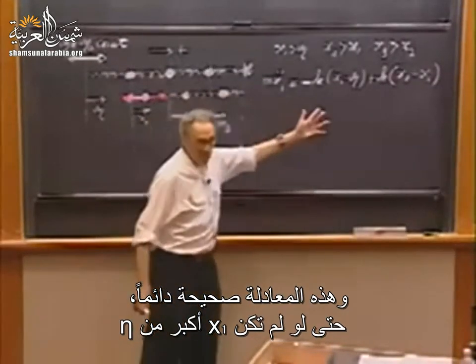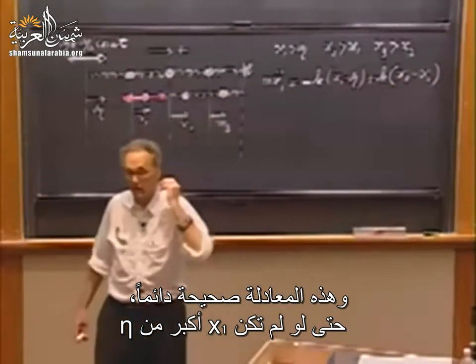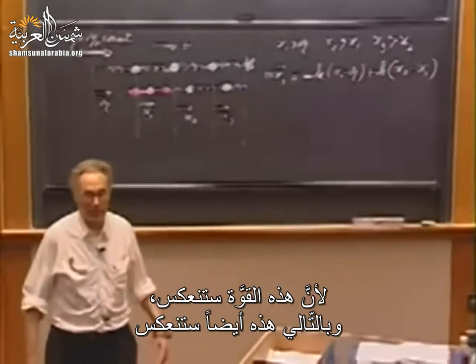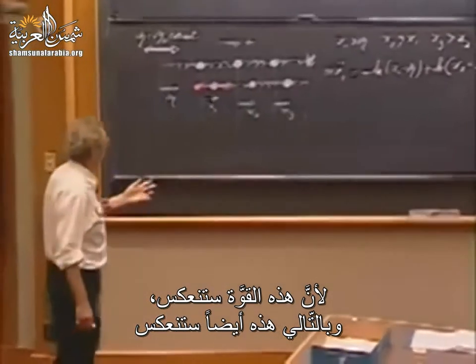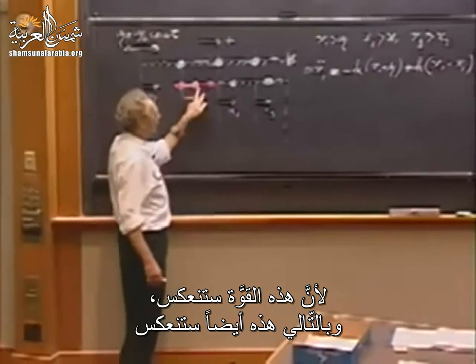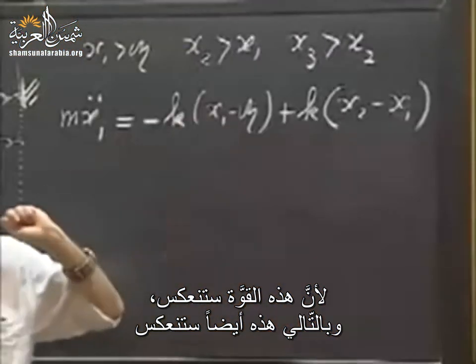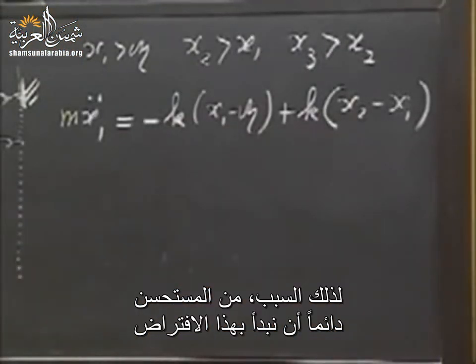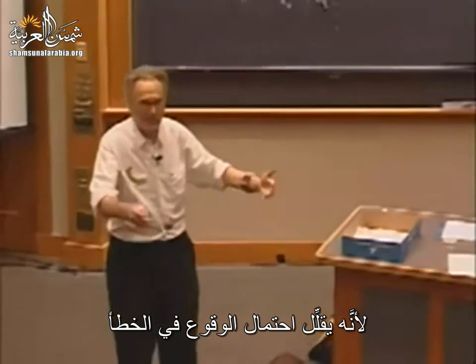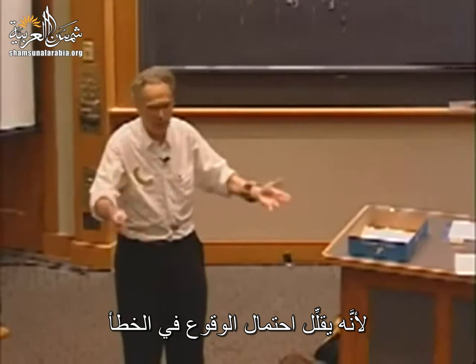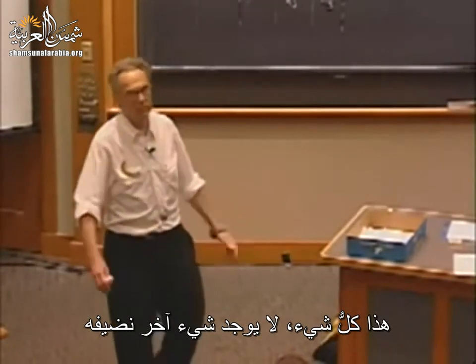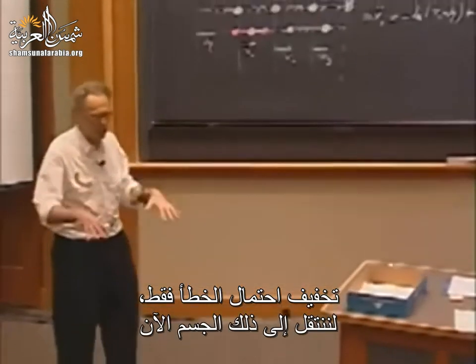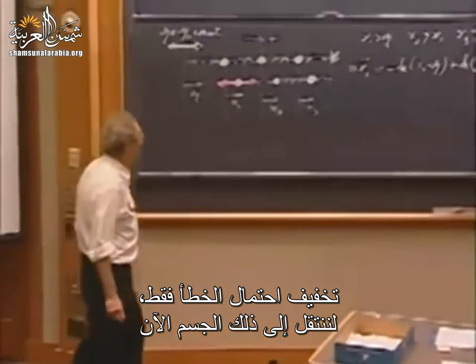And this one is always correct, even if x1 is not larger than eta. Because if x1 is not larger than eta, then this force flips over. Well, this will also flip over. So that's why it's always kosher and advisable to make that assumption to start with, because, again, it reduces the probability of making mistakes. That's all. There's nothing else to it, just reduce the chance of slipping up.